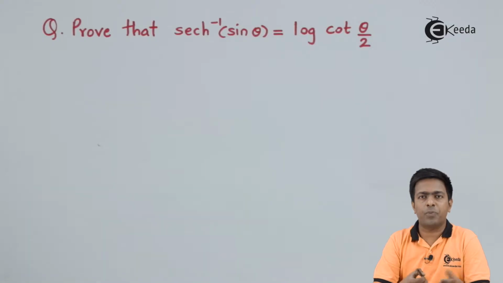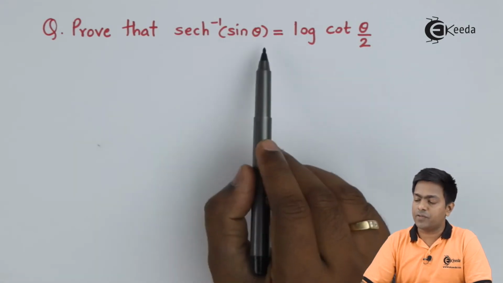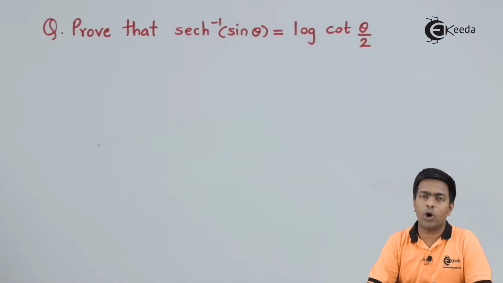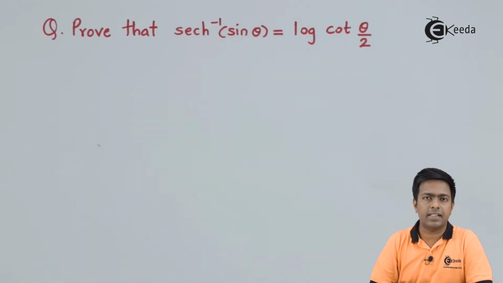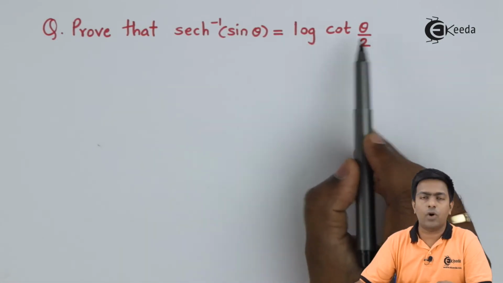So here we have to prove that hyperbolic sec inverse of sin theta is equal to log of cot theta by 2. Now guys, in the previous video we have seen the different identities of inverse hyperbolic function. Since we have hyperbolic sec inverse of sin theta, we do not have any standard property for hyperbolic sec inverse. So for the time being we'll assume that the value of hyperbolic sec inverse of sin theta is x, and then we'll try to prove that the value of x is log of cot of theta by 2.